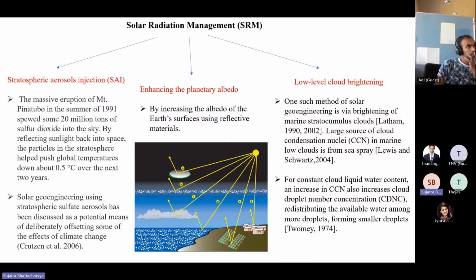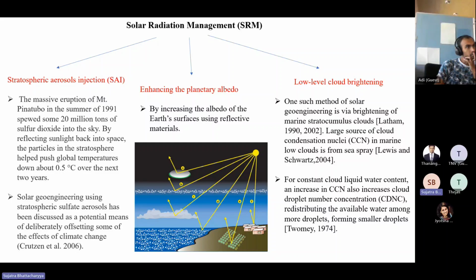Third is low-level cloud brightening. The low-level clouds are thick, and they have a temperature the same as the surface temperature. They can reflect more incoming solar radiation. So there is one method: if we can brighten the low-level clouds, such as the marine stratocumulus clouds, we can enhance the reflectivity of these clouds.